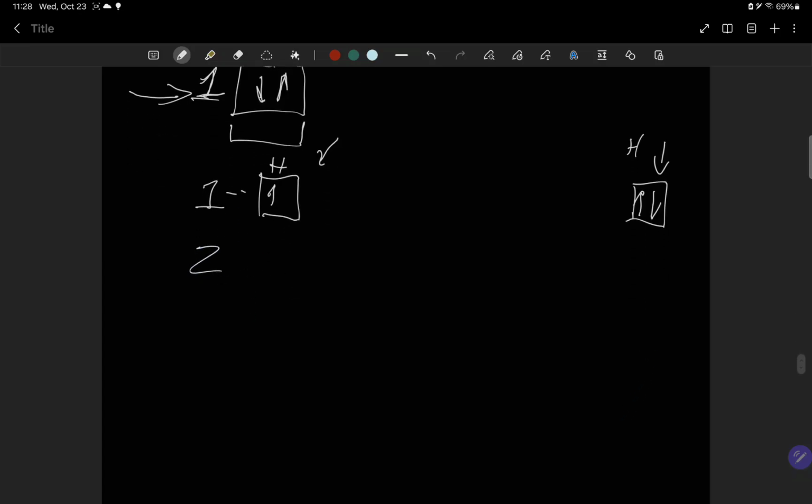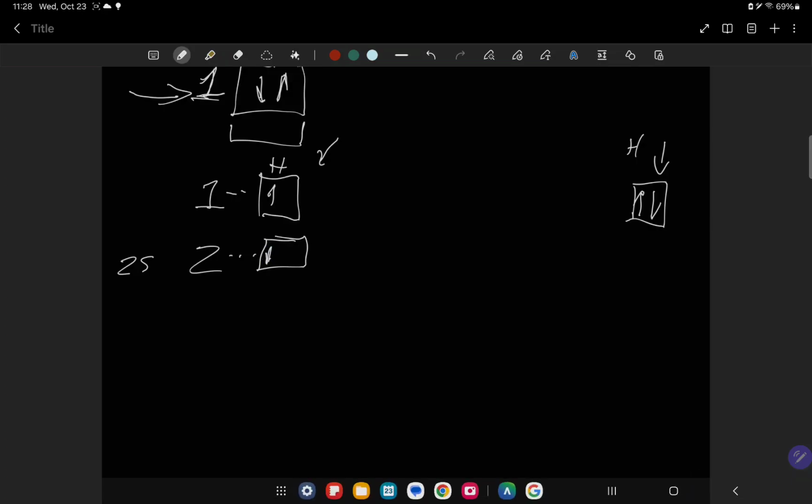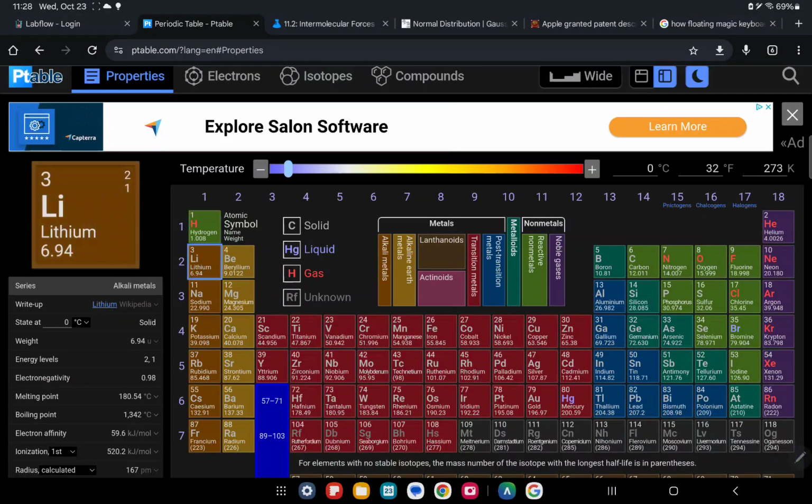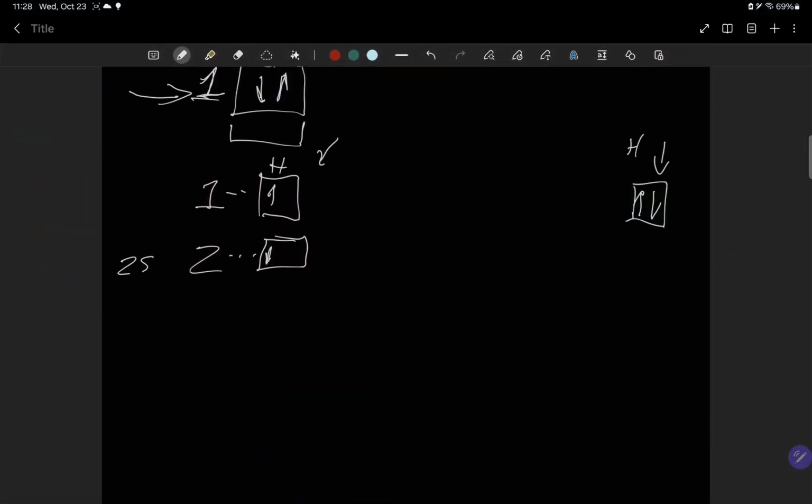So now we have to move to the next one. So this is going to be S2. Or, I think it's, yeah, so this would be the 2s orbital. So 2s. So this one's now going to have 1 spin. And that's going to be our lithium. So that's lithium. Then beryllium. And lithium is also going to have this full s1 orbital.